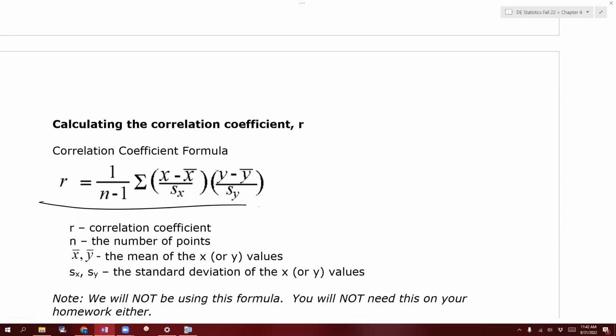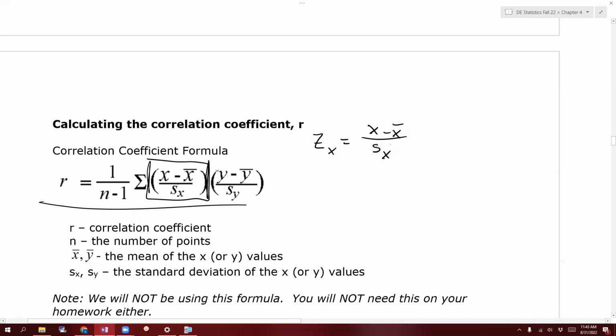Now it's made up of essentially 3 different components. So we have that x minus x bar divided by s sub x. That should look somewhat familiar to you. We just talked about it in 3.5. That is the formula to find a z-score. So essentially, z sub x would be x minus x bar divided by s sub x.